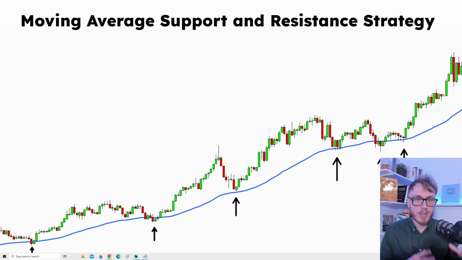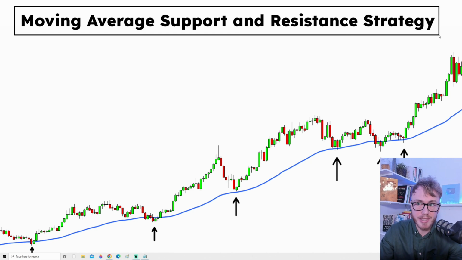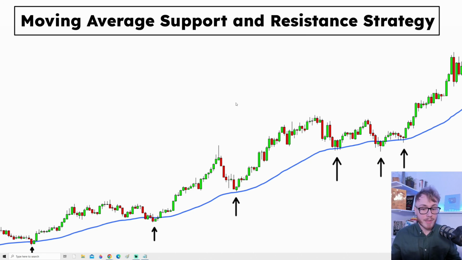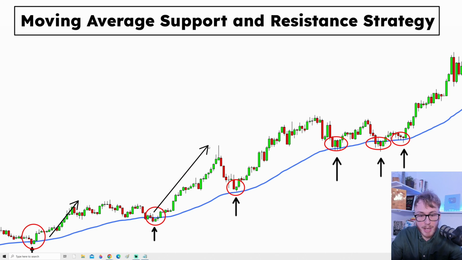So now it's time to take a look at one of the most popular moving average trading strategies, and that is the moving average support and resistance strategy. And as you guys can see, here we have a price chart and we also have a moving average. And in this particular example, you can see that it looks like every time the price fell down to this moving average, you can see right here, right here, right here, here. You can see that every time we fell down, it seems that the price bounced. The price wanted to bounce every single time we reached the moving average.